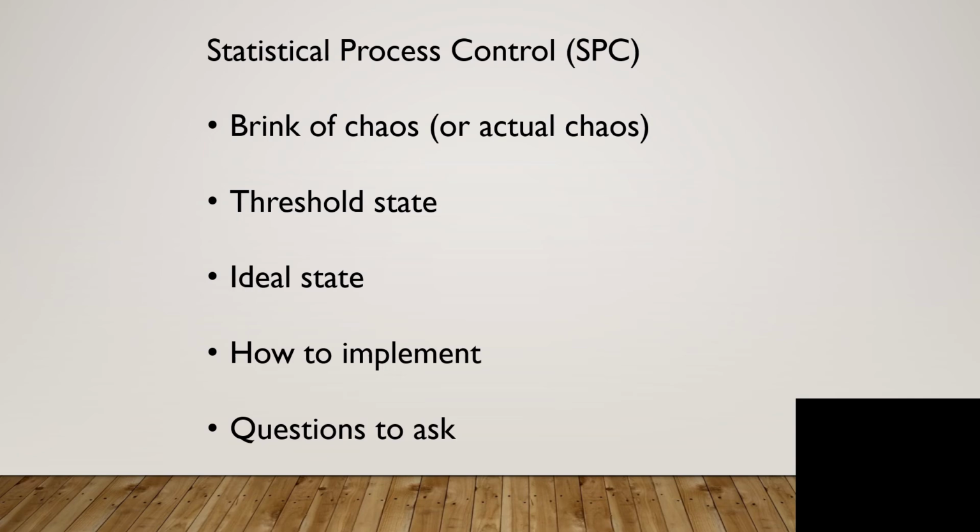To move from the brink of chaos or threshold states to an ideal state, firms must increase process understanding, improve current processes to reduce existing costs and enhance customer satisfaction, and develop innovative and low-cost products and services. Firms can effectively apply SPC and maintain an ideal state by following these principles. First is to make SPC a company-wide effort. Top management must support SPC and encourage compliance by the entire organization.